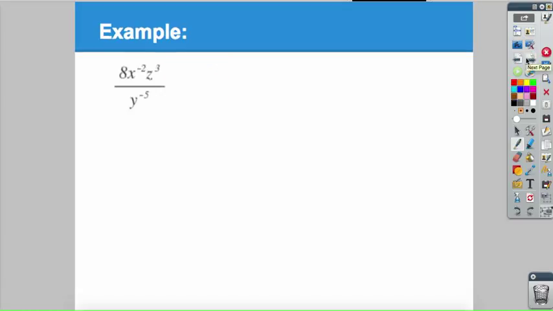So this time I have 8x to the negative second, z to the third over y to the negative fifth. And so again, my 8 here does not have a negative exponent. It is going nowhere. Okay, my x does need to be flipped to the bottom. Now it is positive. And I'm going in alphabetical order here. So my next term that I would look at is the y. Does it need to be moved? Absolutely it does. It's going to the top. And then I look at my z last, z to the third. It is staying put because its exponent was not negative. And so I have simplified this example so that it has no negative exponents.